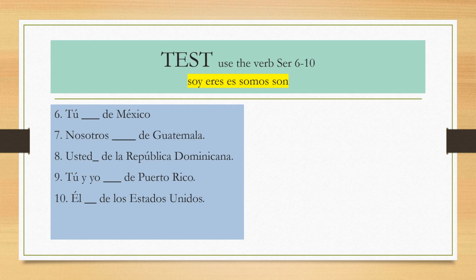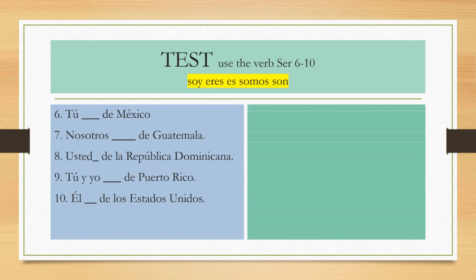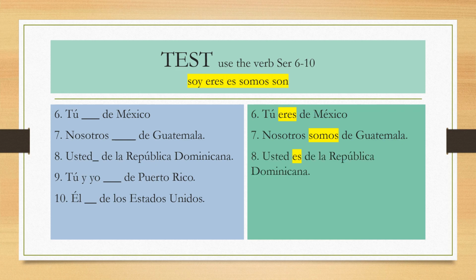Okay, let's review número 6. It's tú eres de México. 7. Nosotros somos de Guatemala. 8. Usted. Remember that usted is you. It's singular. It's one person, like usted, él, ella. So, número 8, usted es de la República Dominicana.